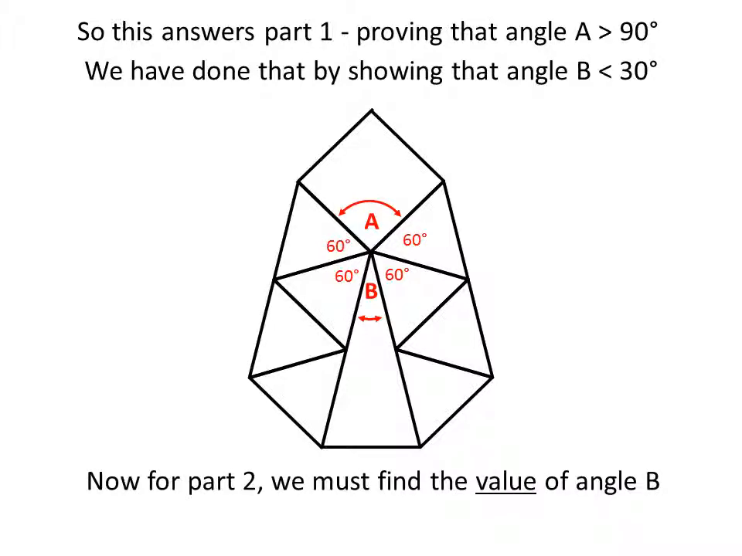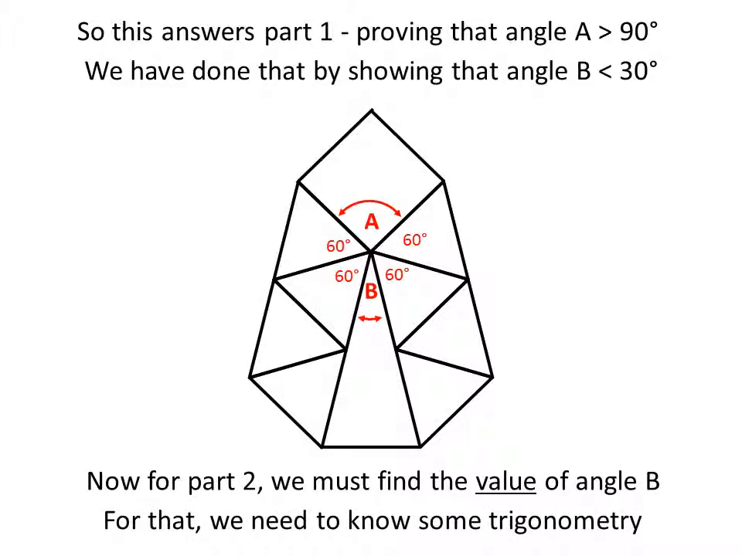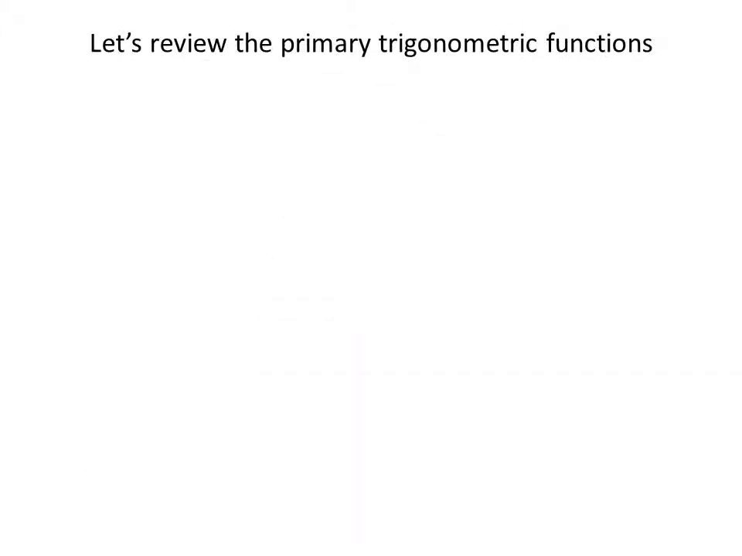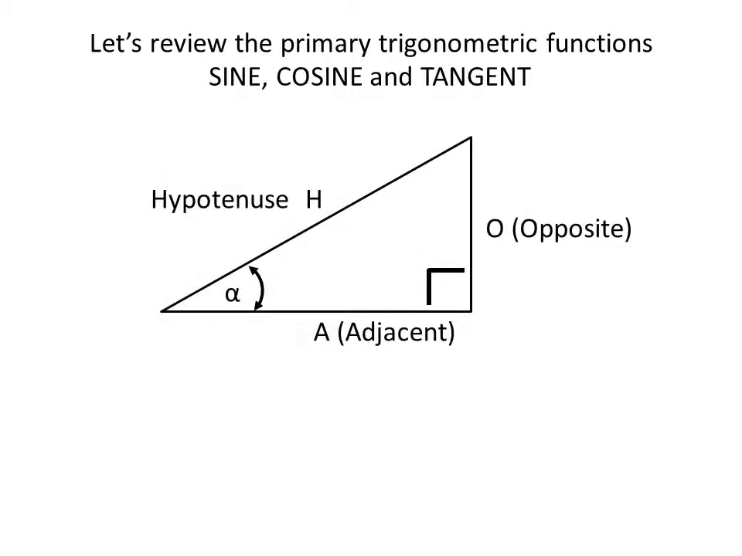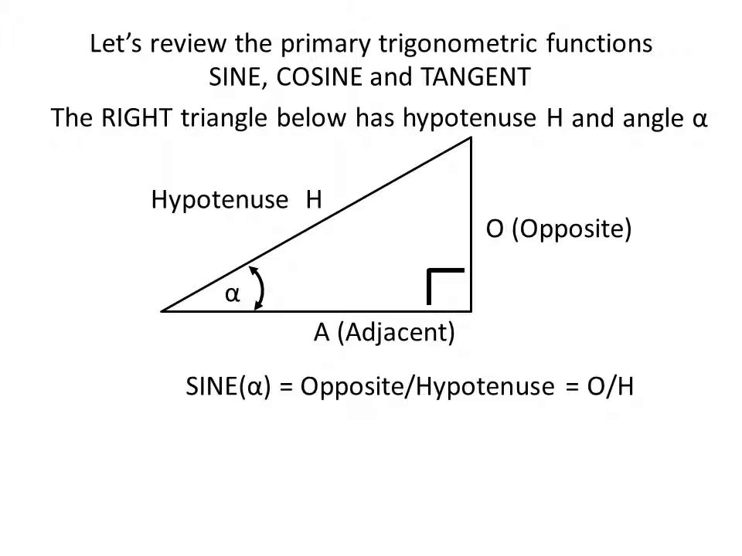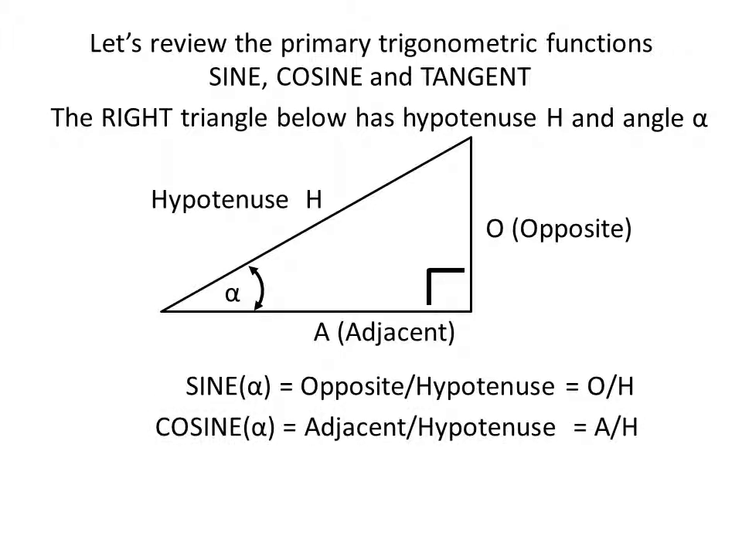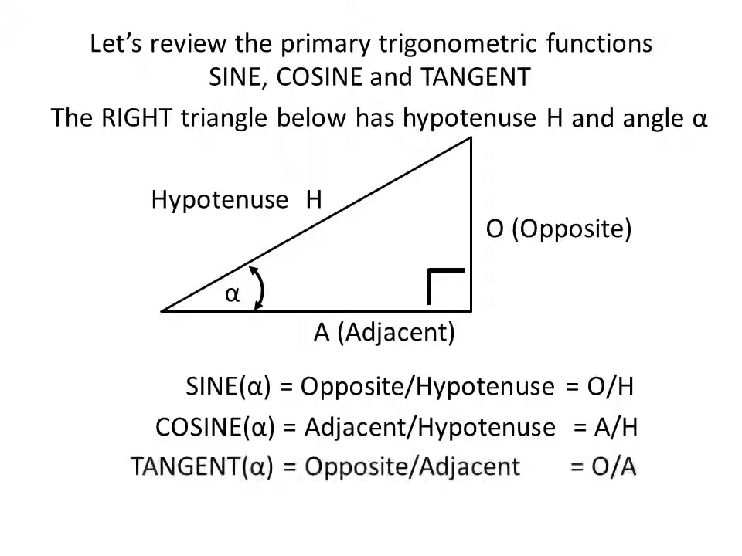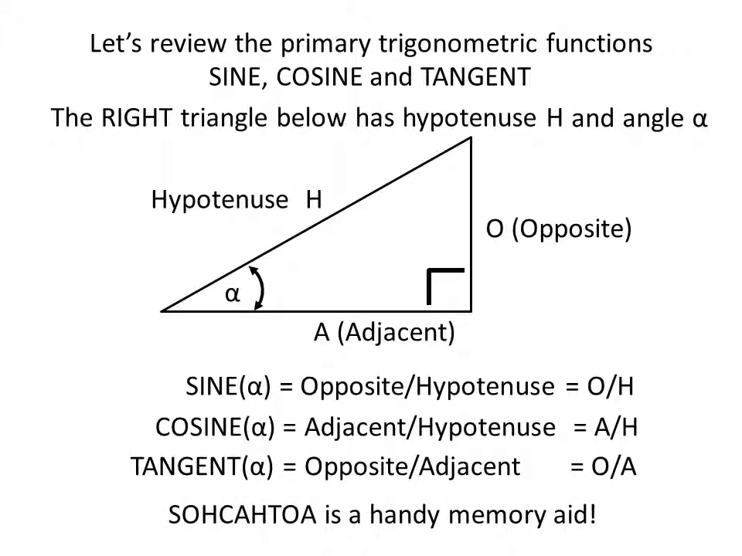Now for part 2, we must find the value of angle B. For that, we need to know some trigonometry. Let's review the primary trigonometric functions: sine, cosine, and tangent. The right triangle below has hypotenuse h and angle alpha. Sine of alpha is equal to opposite divided by hypotenuse, equals O over h. Cosine of alpha is equal to the adjacent side over the hypotenuse, A over h. Tangent of alpha is equal to opposite divided by adjacent, O divided by A. SOHCAHTOA is a handy memory aid.